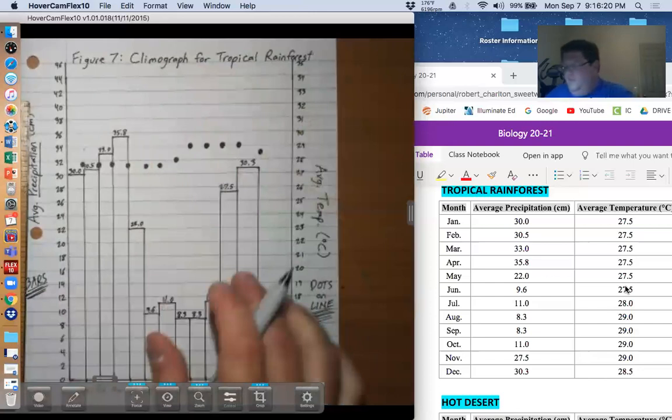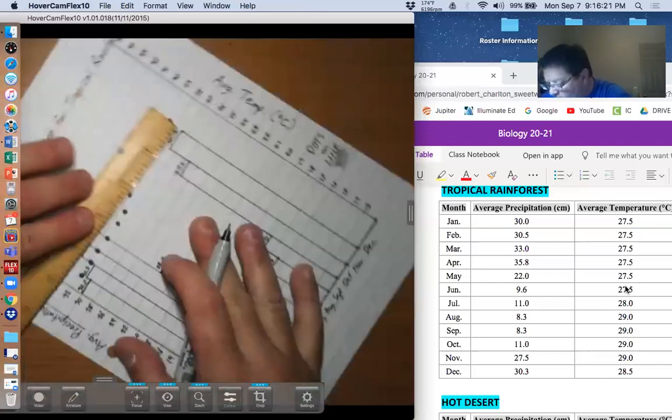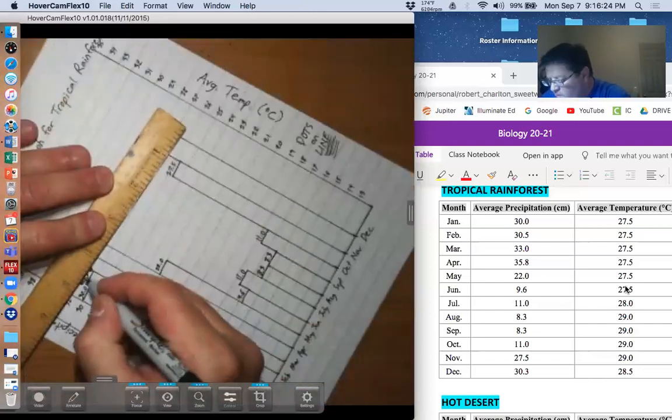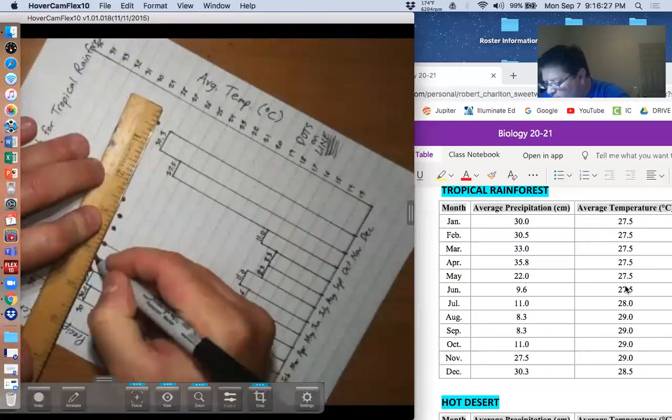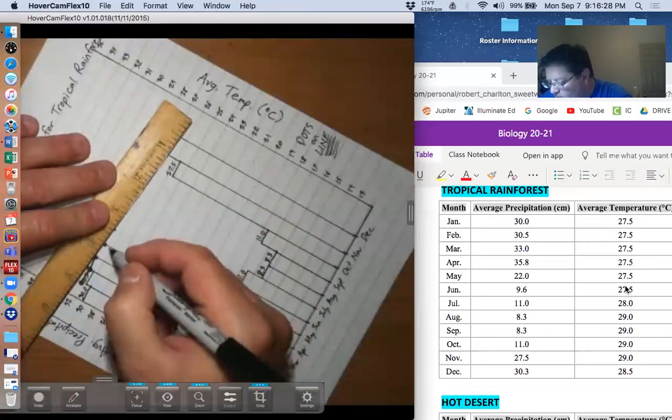And just like what we did before, you connect those dots. And it's okay if you end up writing over one of your numbers like I just did. That's not a problem.